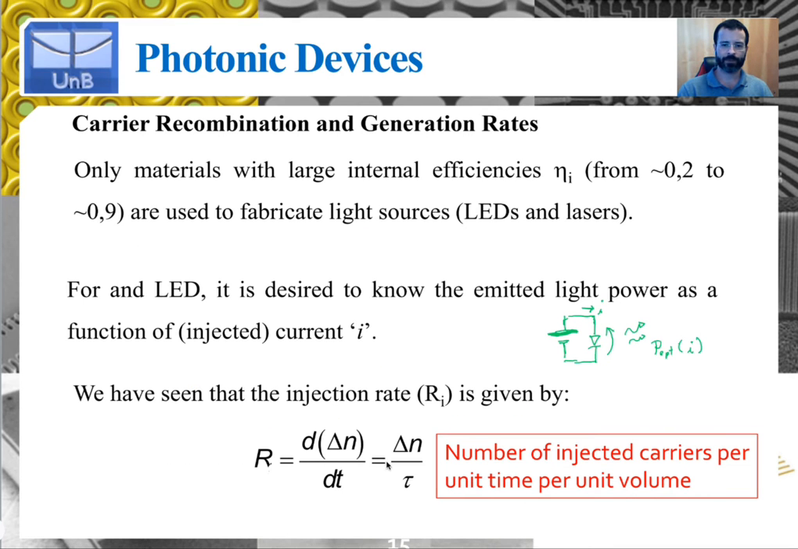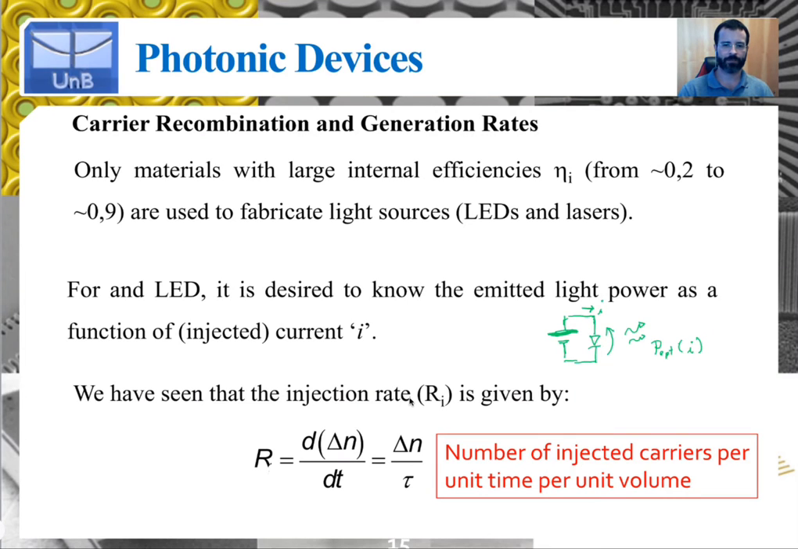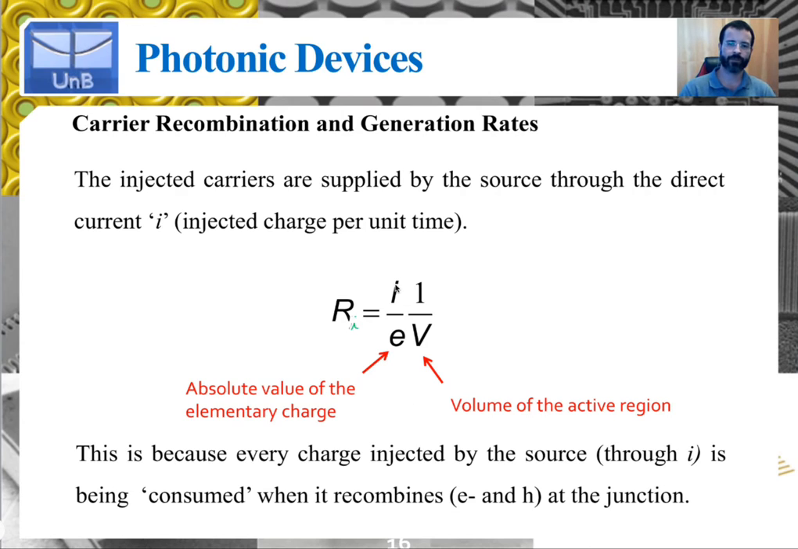And we've also seen that this rate is equal to the excess carrier concentration divided by the total recombination lifetime, as we've argued before. So we have an expression for the injection rate. Now the injected carriers, as we've just seen, are supplied by the source through the direct or forward current I, and we can also express the injection rate Ri as a function of this current.